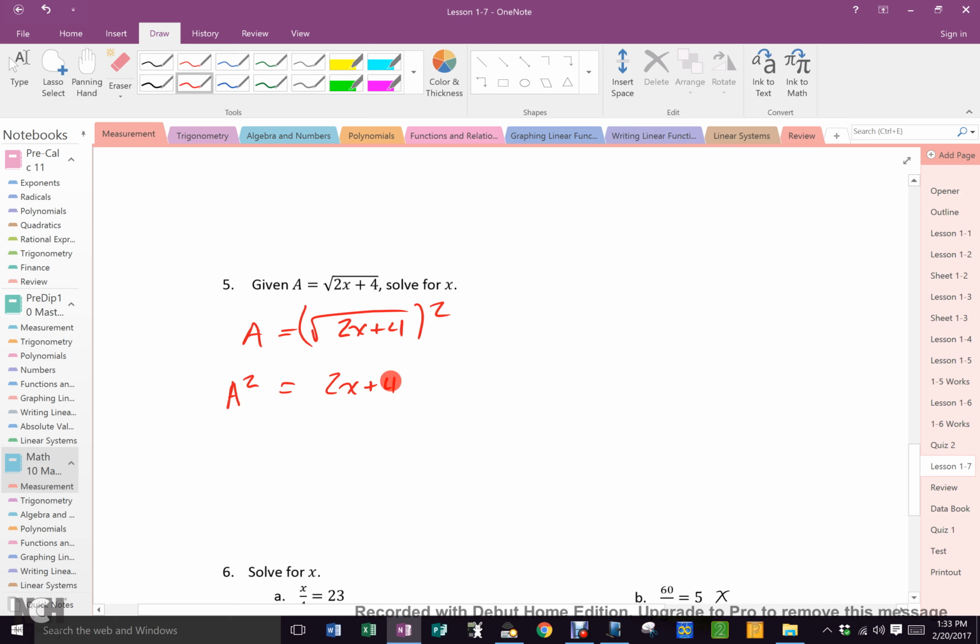And then the rest of this is just normal. How do I get rid of this plus 4? Minus 4 from both sides. A squared minus 4 equals 2x. How do I get rid of that 2? Divide by 2, divide by 2. And now x equals a squared minus 4 over 2. Can I go any further? Yes or no?